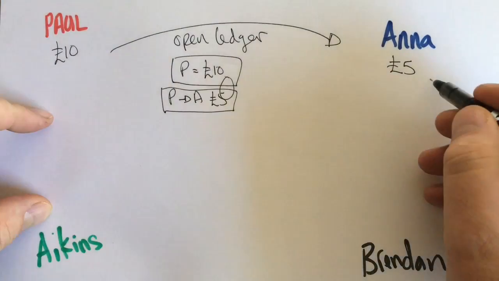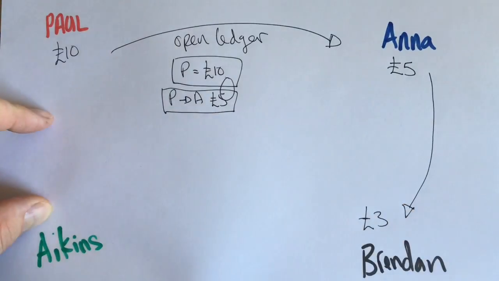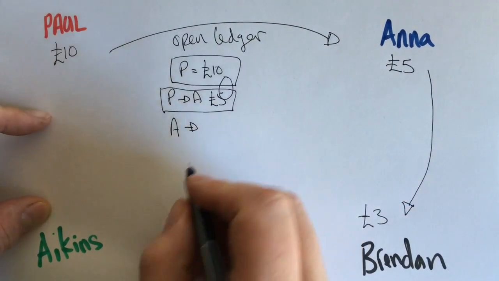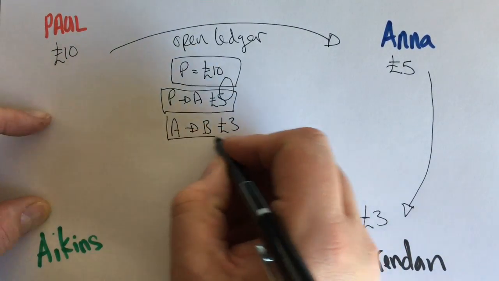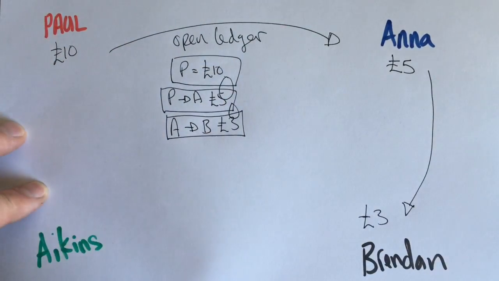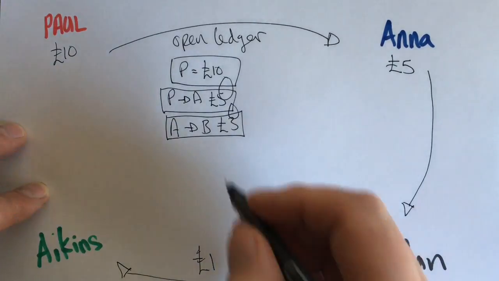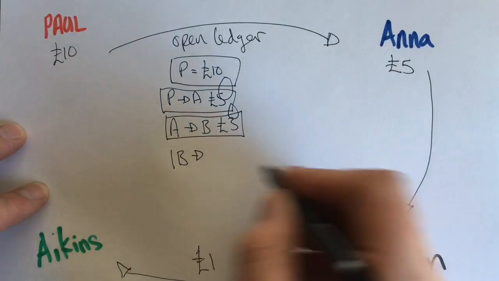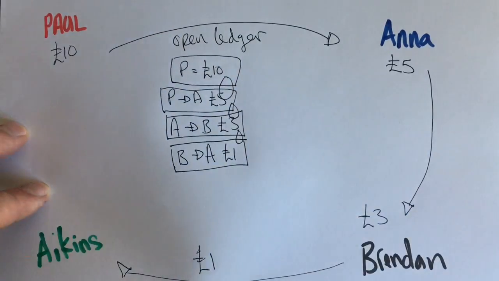Let's imagine Anna wants to move £3 to Brendan. We have to add another transaction. Anna moves £3 to Brendan. And again, that's contained and linked inside the open ledger. Brendan wants to move to Aikens £1. And we add this to the growing chain of transactions. So Brendan moves to Aikens £1. And it grows another transaction in the chain.